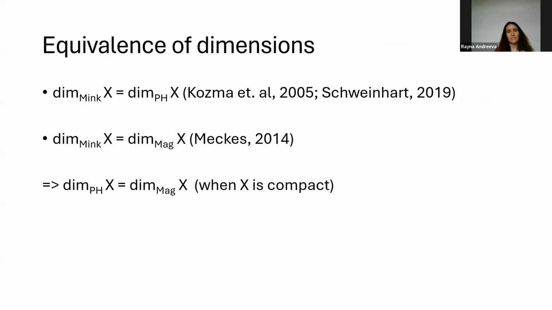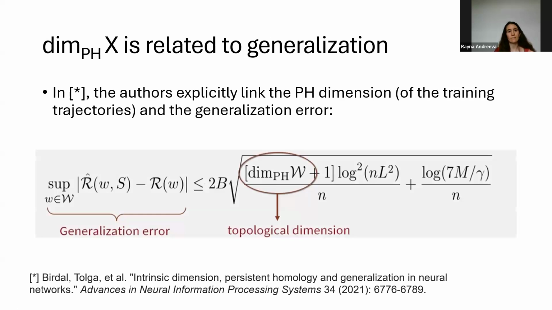What is really interesting is that it has been shown that all of these dimensions are the same. Kozma and Schweinhardt have shown that the Minkowski dimension equals the persistent homology dimension of degree 0. We always just talk about degree 0 in this talk. Then Meckes has shown that the Minkowski dimension equals the magnitude dimension, and then it's not difficult to see that the persistent homology dimension equals the magnitude dimension. So why is this important?